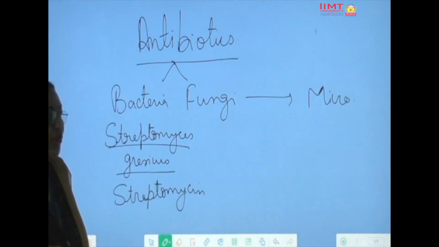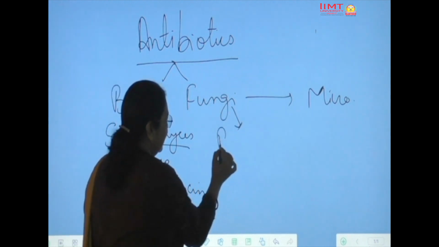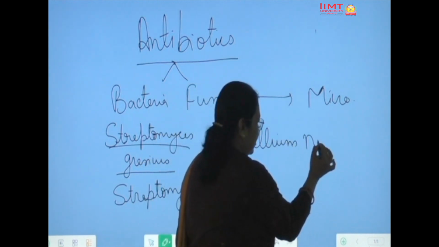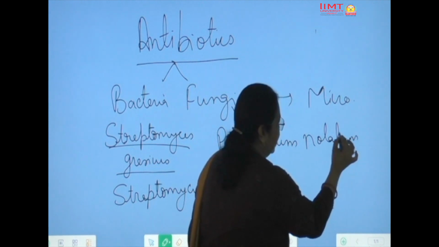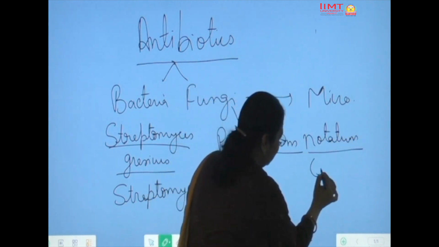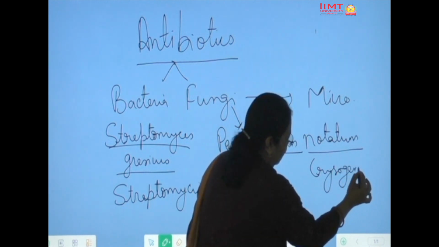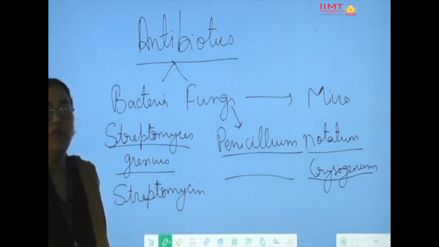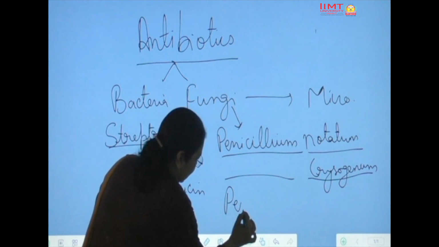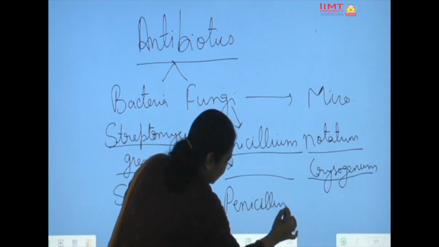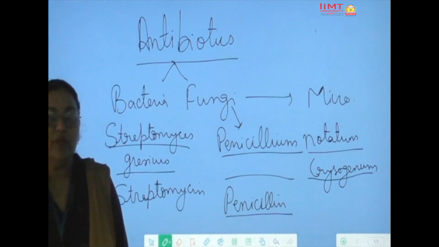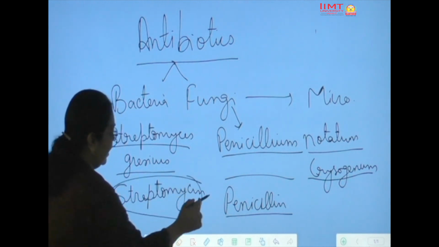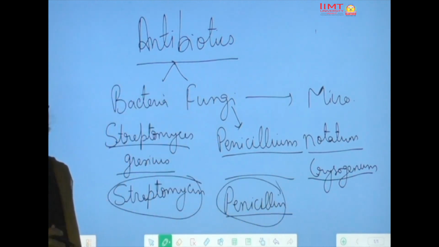Whereas a fungus that produces antibiotics, we all know, is Penicillium. The species is notatum, which was initially used, and also chrysogenum, Penicillium chrysogenum. So these two species produce what? Penicillin, an antibiotic which is active against a lot of bacteria and kills those bacteria. So these two antibiotics produced by bacteria as well as fungi have industrial importance, fine.